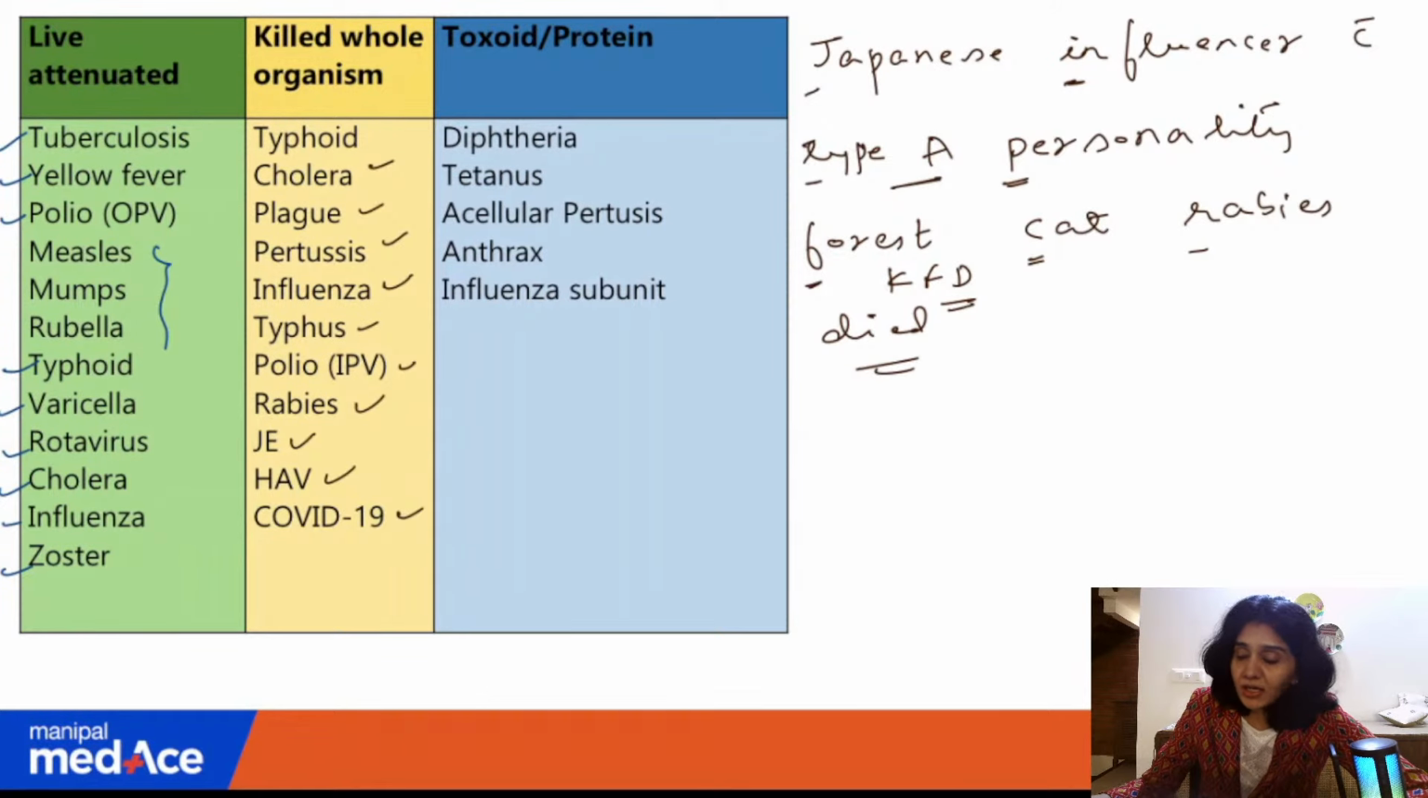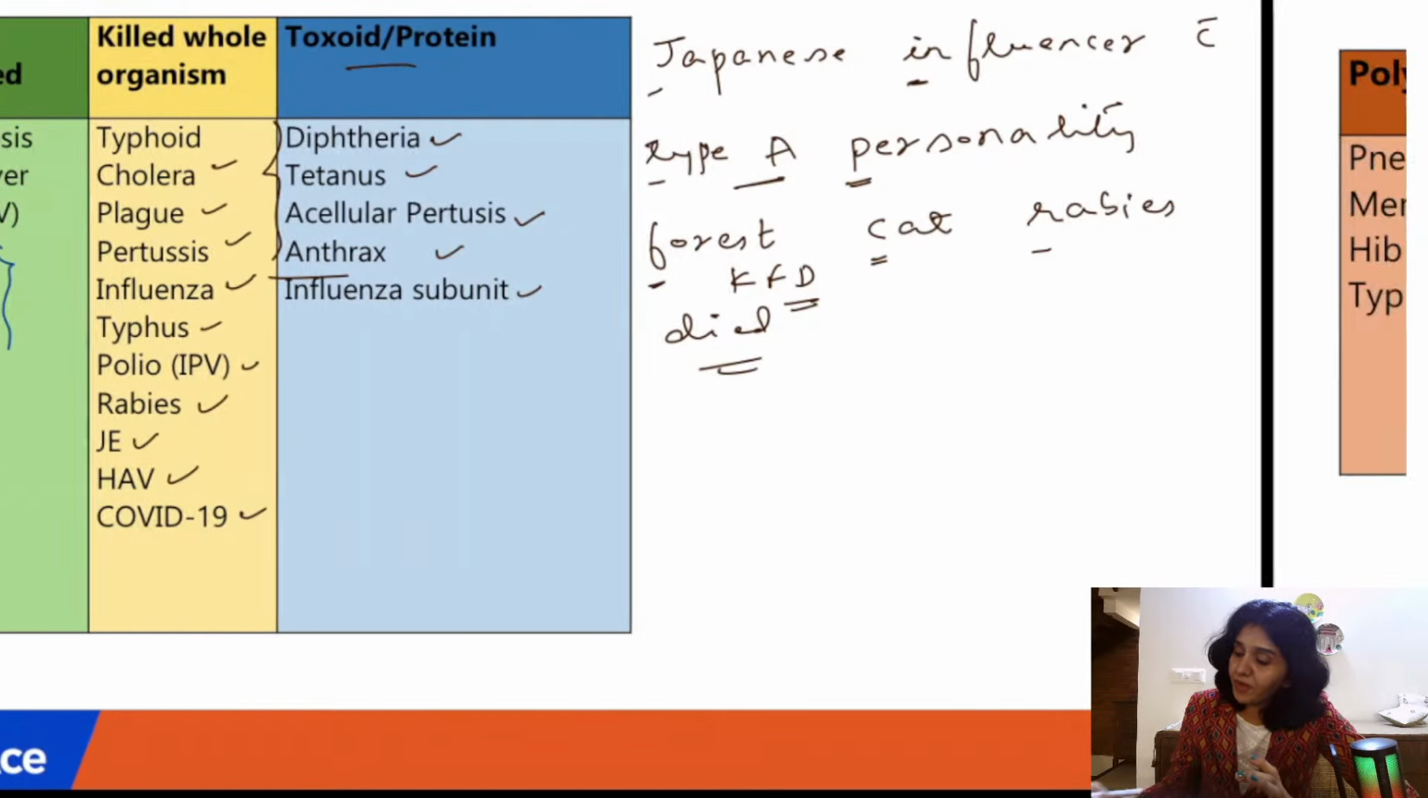Moving on to the next category of vaccines, that is toxoid, all right? The vaccines are developed against toxins here. So what are the organisms which produce toxins? Based on that you can guess the organisms here. One is diphtheria, tetanus, acellular pertussis, anthrax and influenza subunit, all right? So all these organisms, that is DPT and anthrax, they produce toxins. So we have toxoids against that.